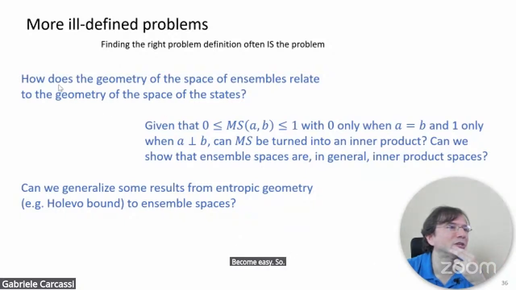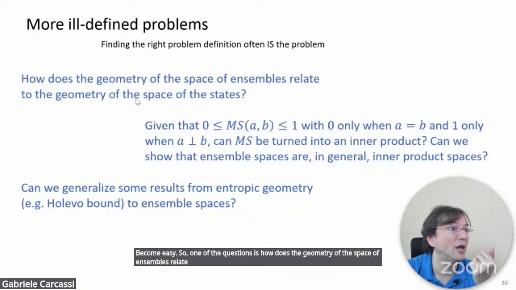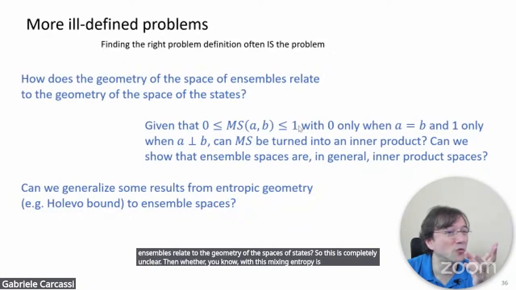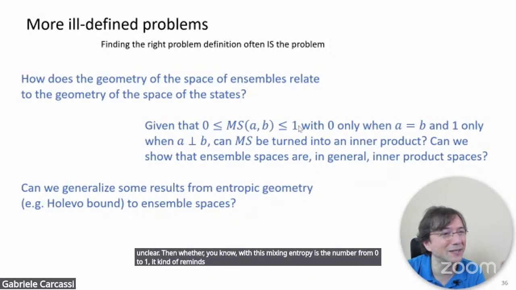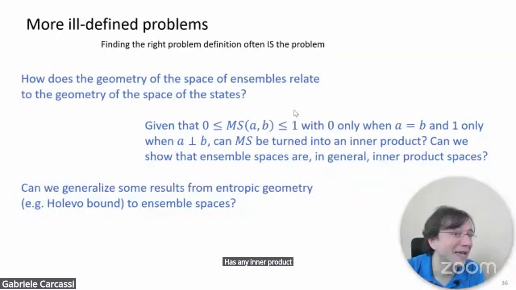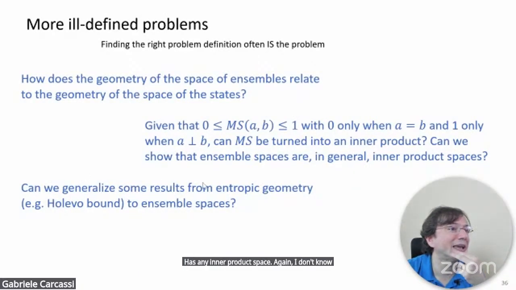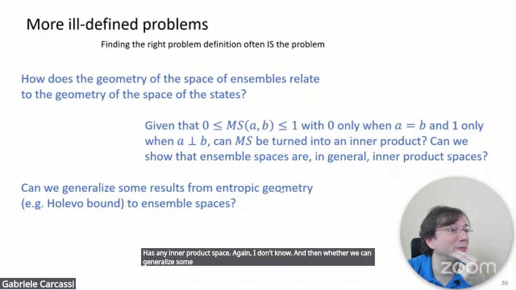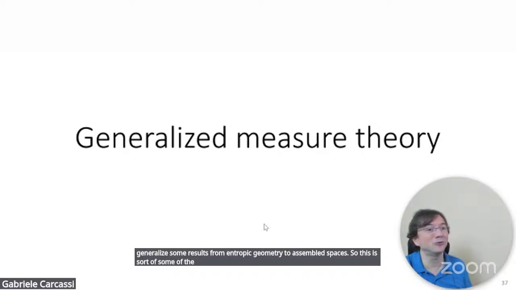So one of the questions is how does the geometry of the space of ensembles relate to the geometry of the spaces of states? This is completely unclear. Then, since mixing entropy is a number from 0 to 1, it kind of reminds you of an inner product. Does it mean that we always need an inner product in these spaces? So any physical theory has an inner product space? Again, I don't know. And then whether we can generalize some results from entropic geometry to ensemble spaces. So these are some of the pieces that we want to do in information geometry.